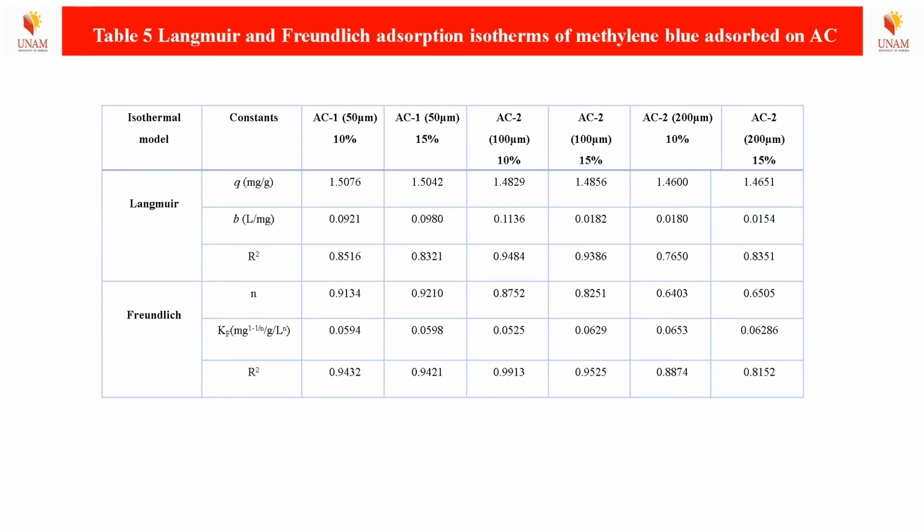And for AC2, 200 microns, 10%, and for AC2 200 microns, 15%, the R2 values are 0.6, 0.83. So a bit decreased; AC2 200 microns, 10% is giving a little less result. So from these results, it's evident that the adsorption of methylene blue on AC was good from these adsorption studies of Langmuir and Freundlich adsorption isotherms.